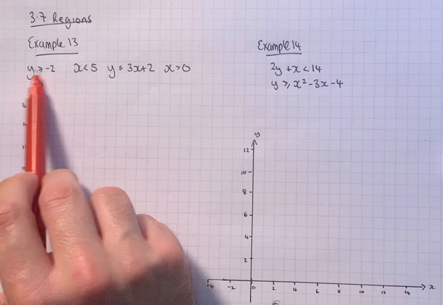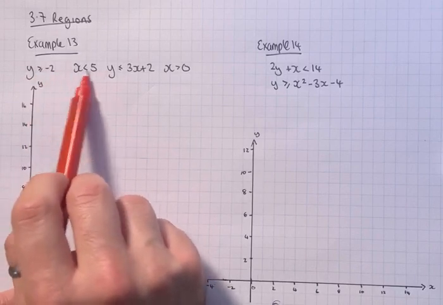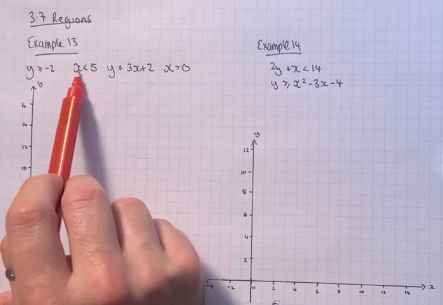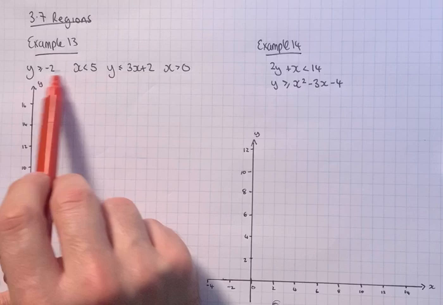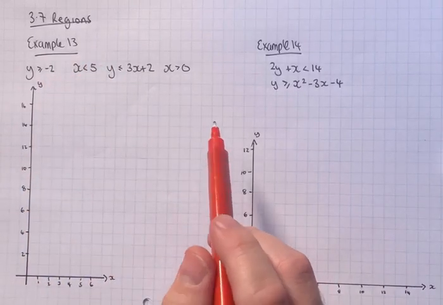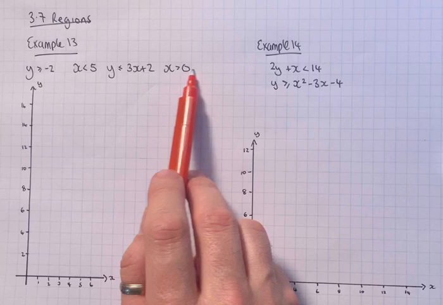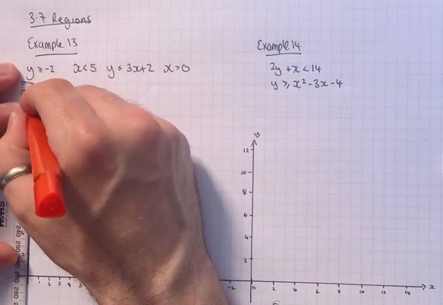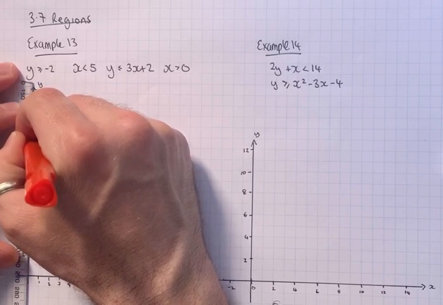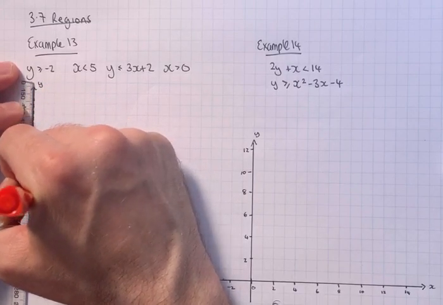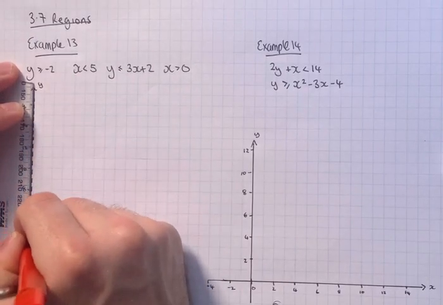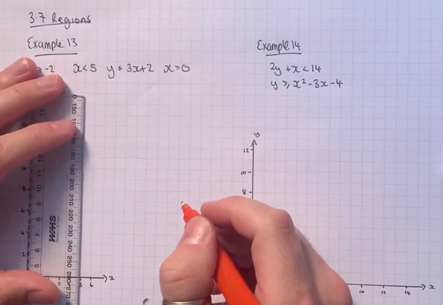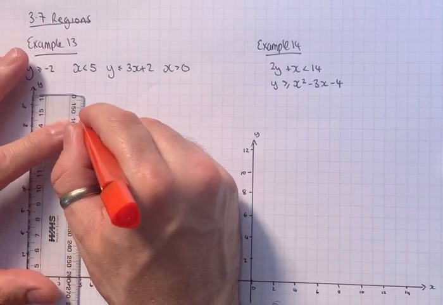So let's start off with the two easy lines. y is minus 2 and x equals 5. This is a horizontal line going through y equals minus 2. This is a vertical line going through x equals 5. Also, I said x equals 0 is the y-axis, but I need to show that it's a dotted line, which is quite difficult to do on the graph. So I'm just going to put a dotted line just to the right of the y-axis. And then we've got x equals 5. That's again a dotted line.